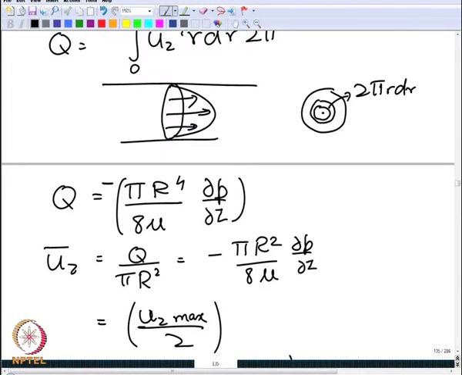Next step, we will determine the relationship between the friction factor and the Reynolds number from the solution that we have just calculated. We will get our result that f Re is equal to 16, that f is equal to 16 by Re for this particular case.